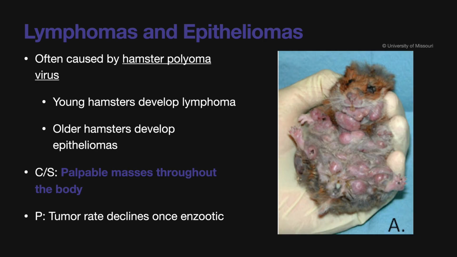Lymphomas and epitheliomas can be linked to hamster polyomavirus. Young hamsters typically develop lymphoma from this virus, while older hamsters develop epitheliomas. These present as palpable masses throughout the body and are often seen on the skin. Once the disease becomes enzootic within a hamster population, tumor rates tend to decline.